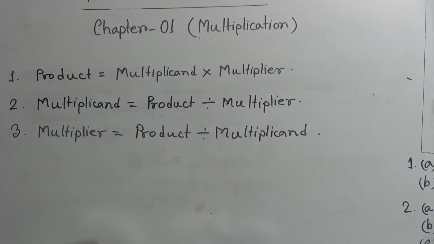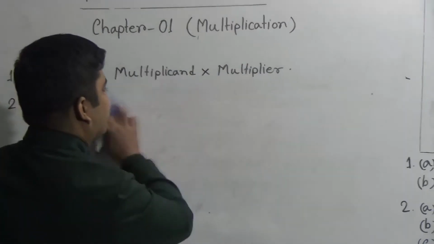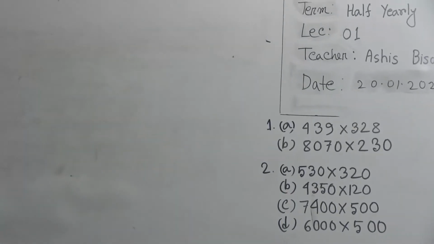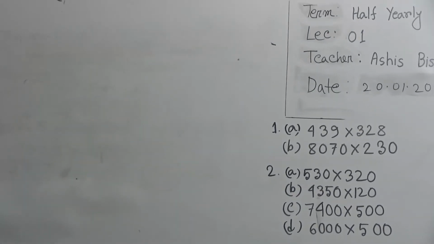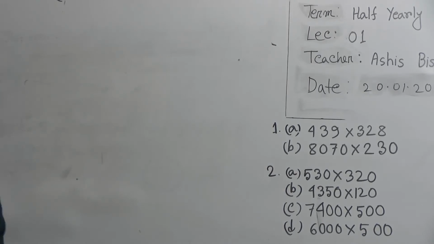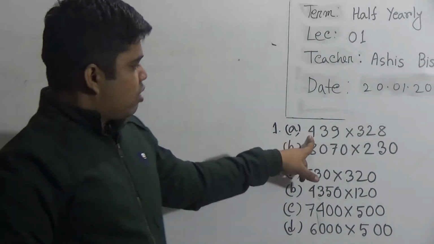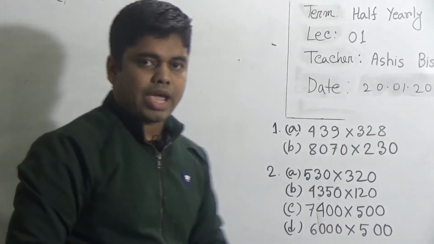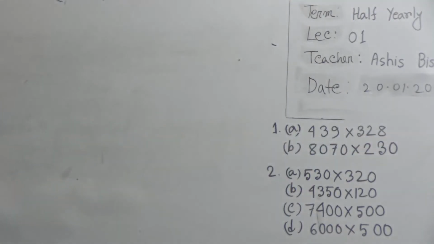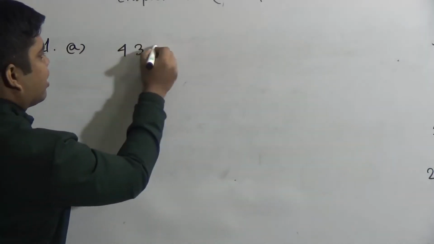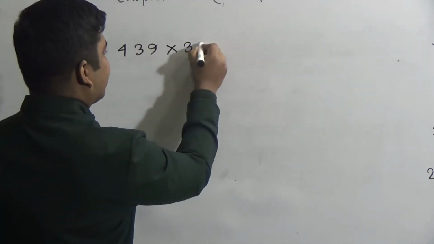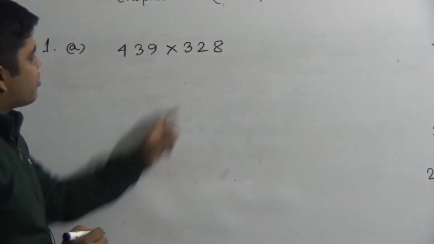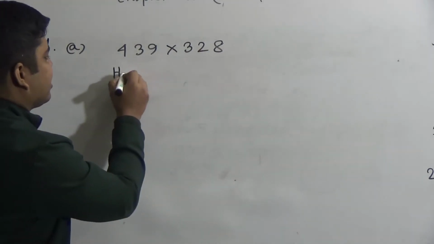Okay? Now we shall start to solve our today's problems. Here number 1 has 2 problems and number 2 has 4 problems. So first problem is, notice here, number 1A: 439 multiplied by 328. So here I write here.